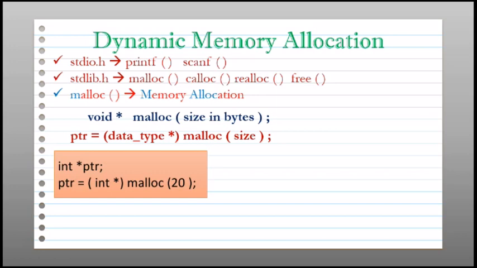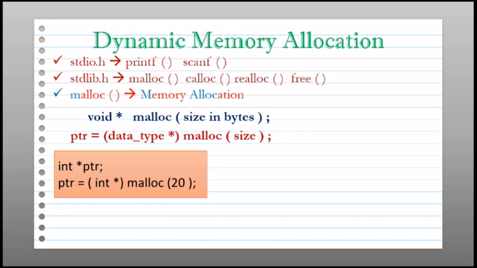So now ptr will hold the starting address of the memory block. But the size of the integer data type depends on the compiler. Some compilers take 2 bytes for one integer, some take 4 bytes for one integer. So how many bytes are required for an integer depends on the compiler.